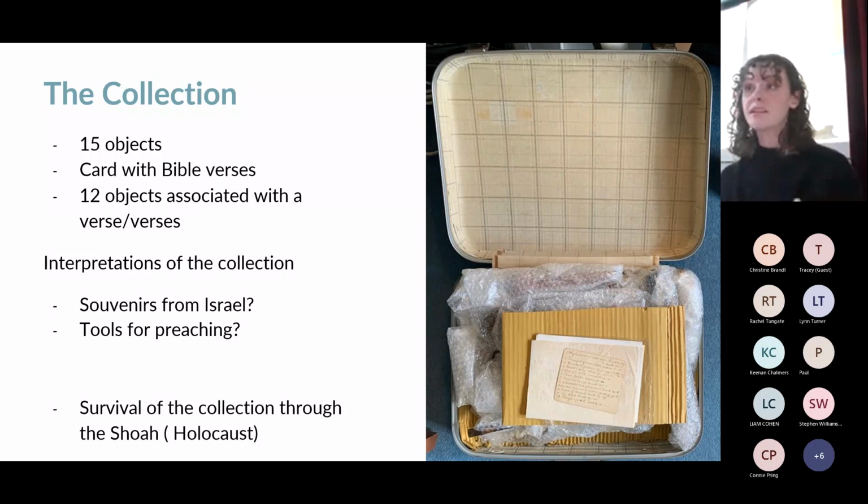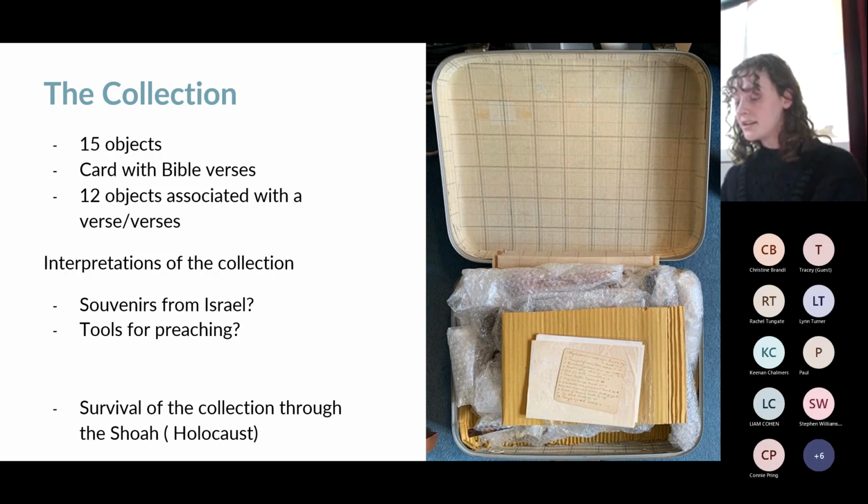I go far more into detail with all of these in the video that we created, which will be available probably on YouTube at a later date from the library. But the initial interpretations of the collection suggested that the items were primarily souvenirs from Israel. And while many of them were probably obtained from what we now see as tourist shops or stalls in Jerusalem, the addition of the biblical associations suggests the collection served a more complex purpose.